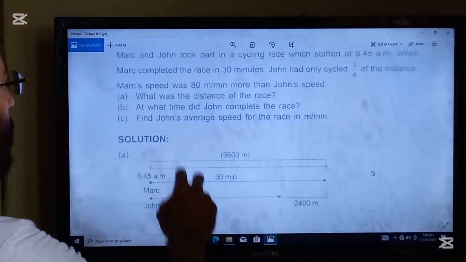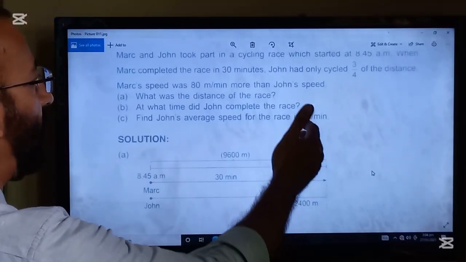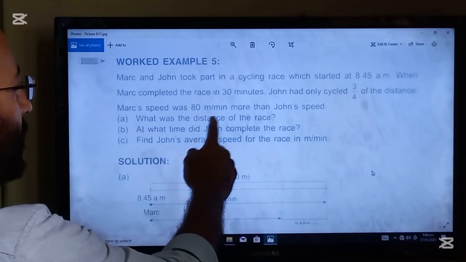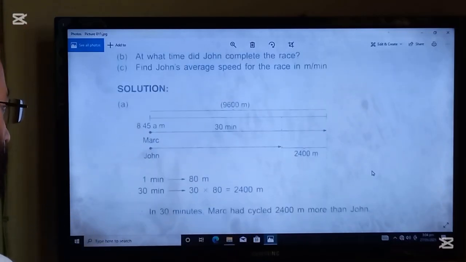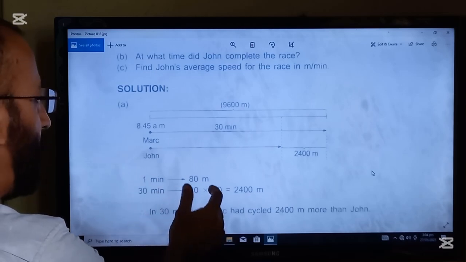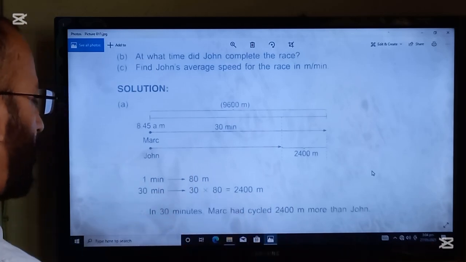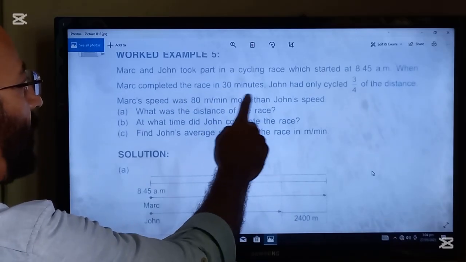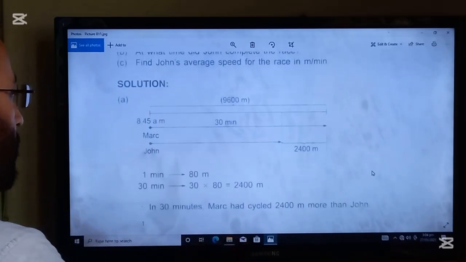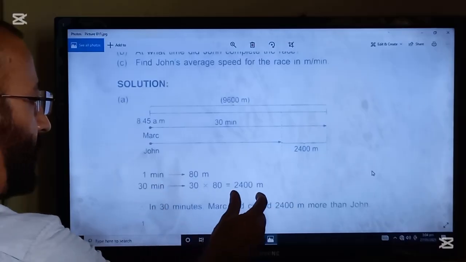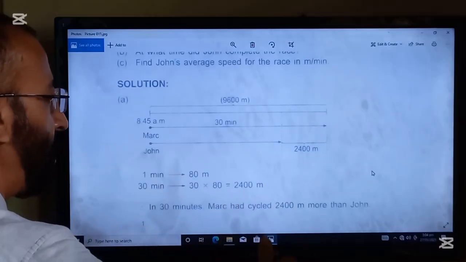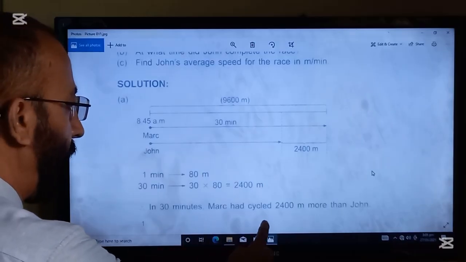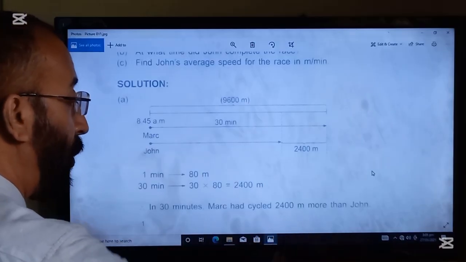Okay. So if this is the speed which is more than the other person, it means 80 meters in 1 minute. So in 1 minute, he is covering 80 meters more than the other person. And because he has completed the race in 30 minutes, multiply 30 on both sides. So this is the distance which he has covered more than the other person. So in 30 minutes, Mark had cycled 2400 meters more than John.